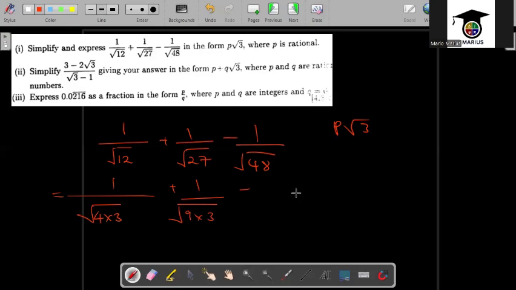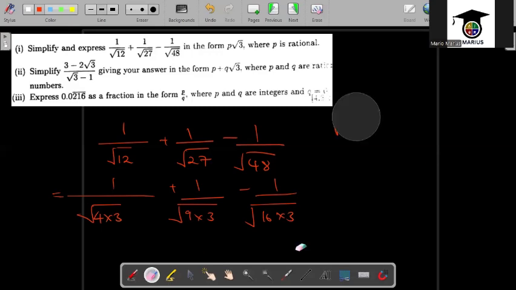The other one, I can write it as root 16 times 3. Am I right? Yes, it is 16 times 3. Confirm. Don't just be watching, I can be writing wrong things. So yes, it's 16.